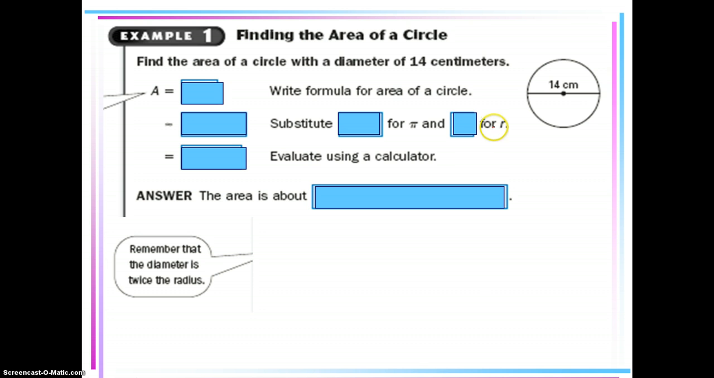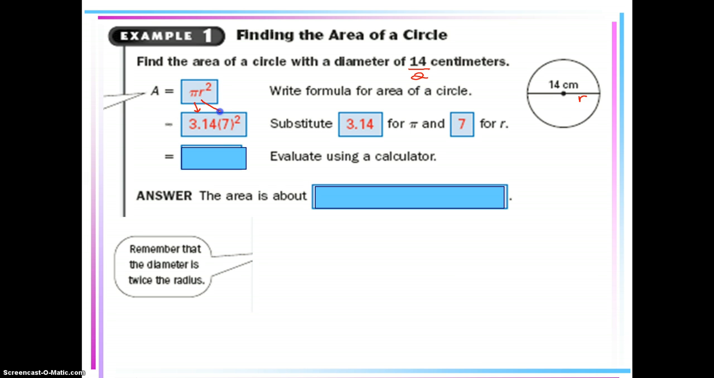Example 1, find the area of a circle with diameter of 14. Remember that we need to find radius, because we have the formula pi r squared. To find radius, you take half of the 14. So divide 14 by 2. The radius is 7.